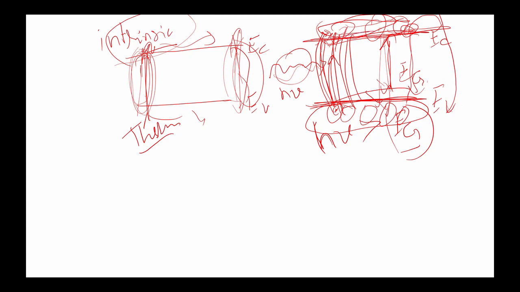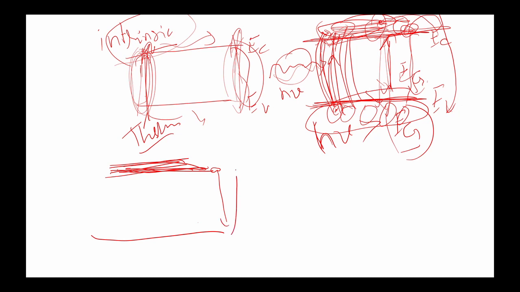Actually there are so many energy states. This is the conduction band, this is the valence band, and there are so many energy states. If the energy of the electron is more than the Eg, the electron will go to a higher energy state, and it will transition to the lowest energy state.